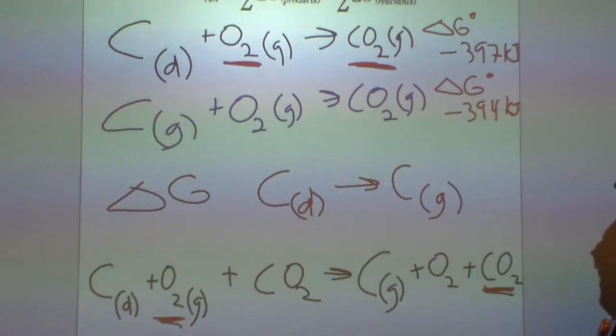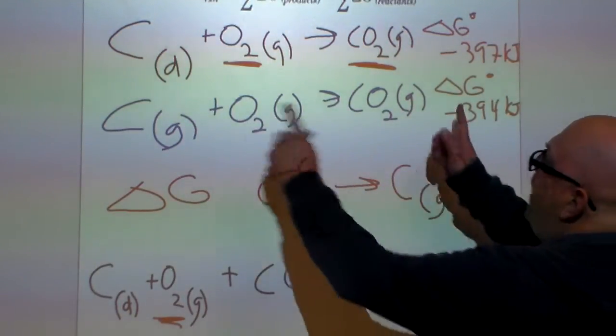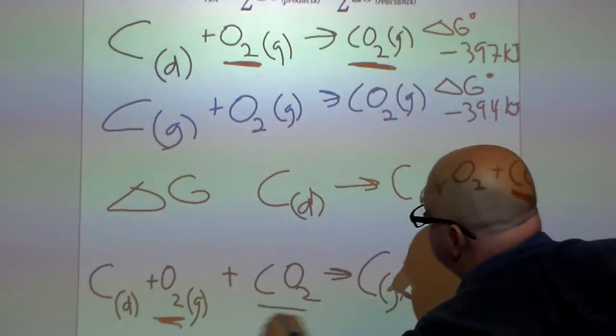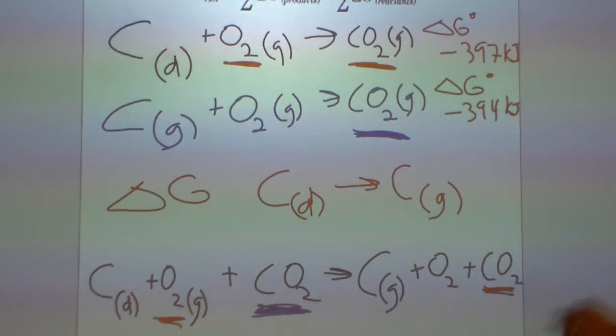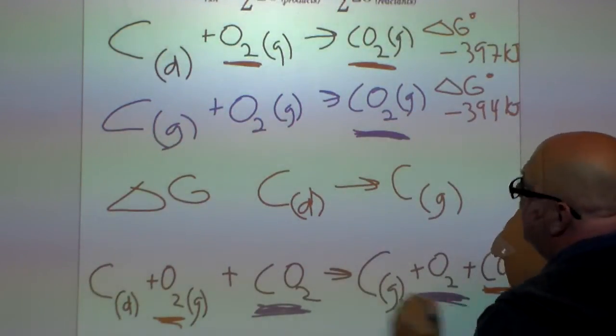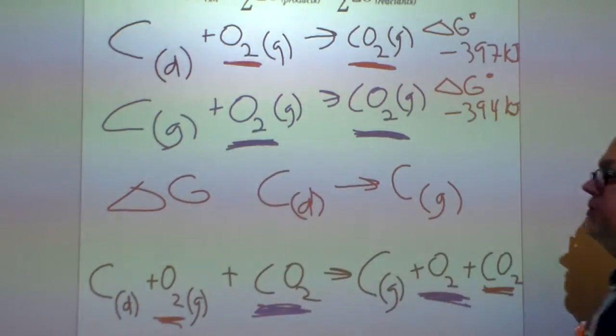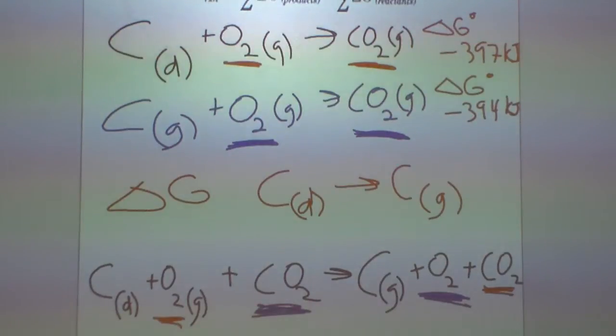Now, what about the CO2 here? Well, remember, we had to flip this. So our CO2 comes from the CO2 of the graphite, and our O2 is coming from this O2 from the graphite. So that's basically it. We switched it out.